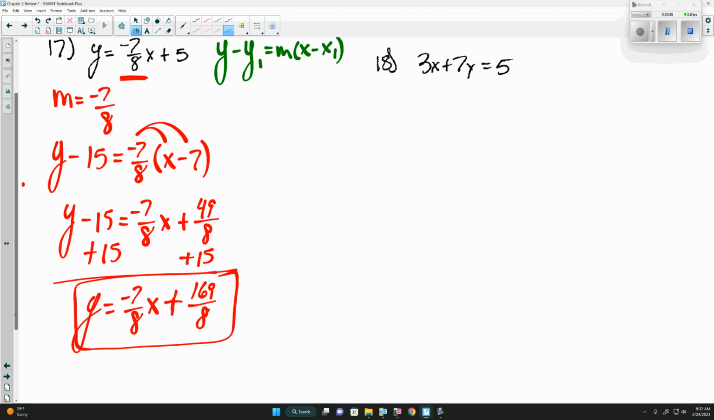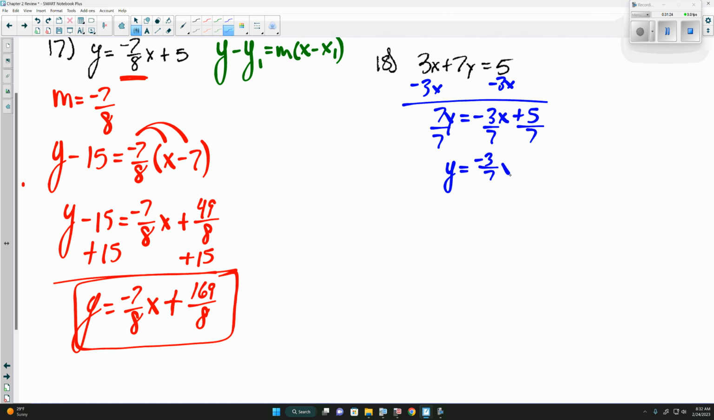Let's look at the next one. Now this one here, we can see that the equation is not in y equals form, so we can't just grab the slope. So what we need to do first is get this in the correct form. Subtracting 3x from both sides tells us that 7y is equal to negative 3x plus 5. Then we divide everything by 7, giving us y by itself. And we get this here.